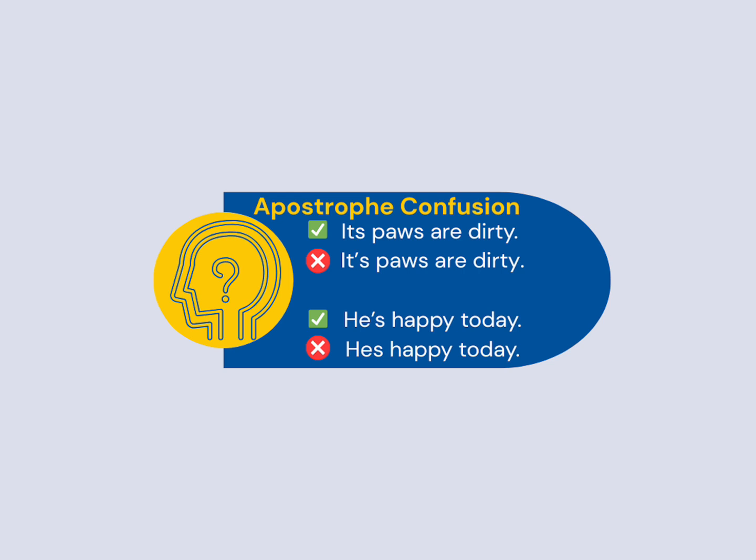Now for the second example, "he's happy today" with an apostrophe versus "hes happy today." "He's" is correct. The apostrophe shows a contraction for "he is." Without the apostrophe, "hes" is just wrong. It looks incomplete and confusing. So remember, use an apostrophe to make a contraction like "he's," but don't add one when it's showing possession with "its."